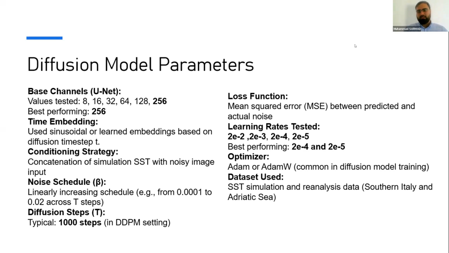We use two data sets, one as an input and the other one as conditional input. So we use sea surface temperature simulation data, which is numerical model data obviously, and reanalysis data, which is the realistic data, which often sometimes has errors. So we try to predict the data which is very close to the sea surface simulation.